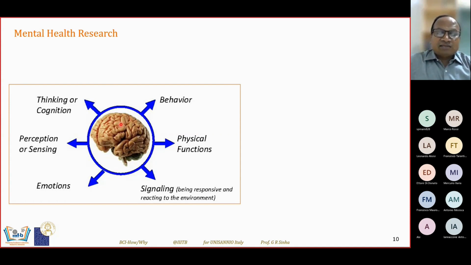Mental health research deals with studying behavior, physical abilities, and physical functionalities, and whether there is any disability in movement, signaling, or being responsive and reactive to the environment. Do I have any disability that I'm not able to sense something? I'm not able to actuate something. I hope you understand the meaning of sensor and actuator.